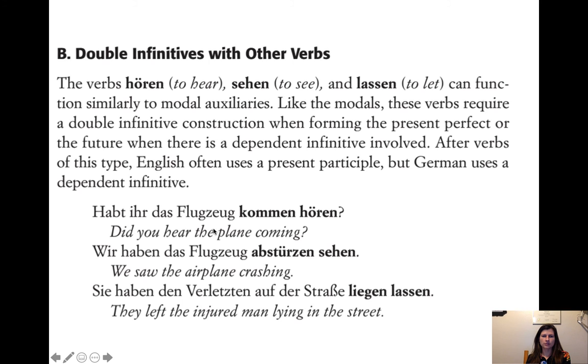So, habt ihr das Flugzeug kommen hören? Did you hear the plane coming, or did you hear the plane come? Wir haben das Flugzeug abstürzen sehen. We saw the plane crashing.